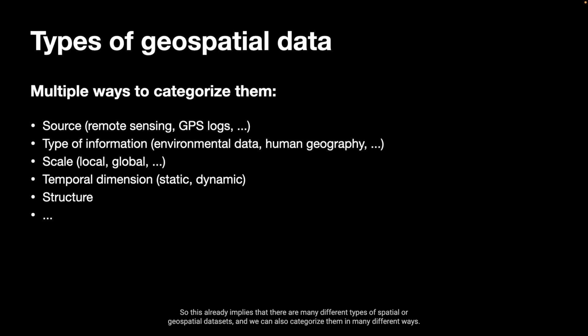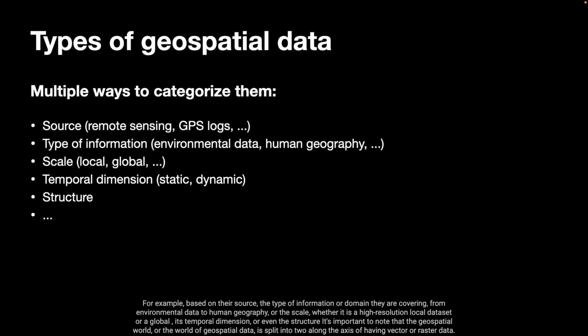So this already implies that there are many different types of spatial or geospatial datasets, and we can also categorize them in many different ways. For example, based on their source, the type of information or domain they are covering, from environmental data to human geography, or the scale, whether it is a high-resolution local dataset or a global one, its temporal dimension, or even the structure.